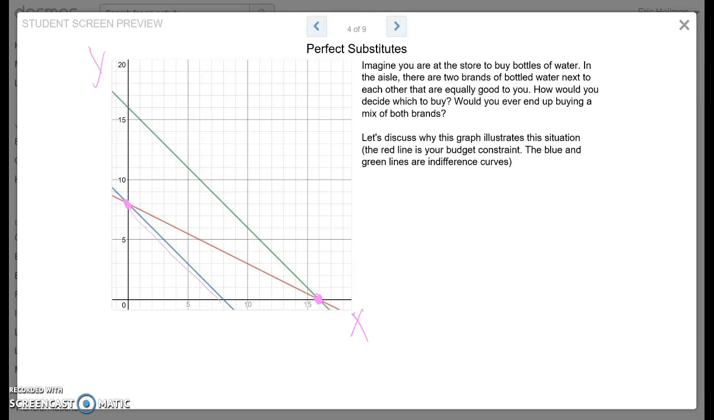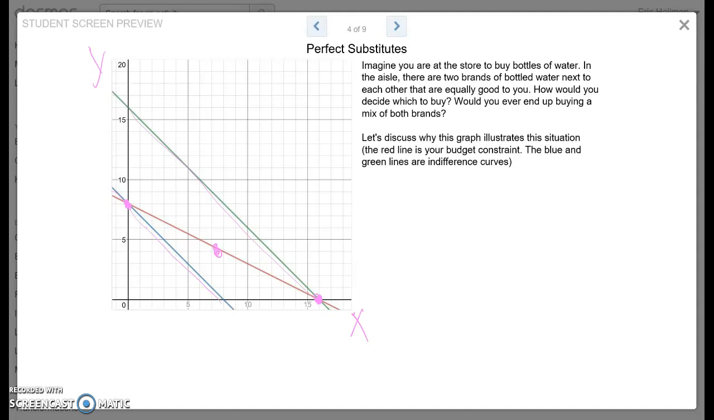If I spend all of my money on brand X, I end up on this green indifference curve. So in that scenario, I'm always going to choose to buy all brand X because I am on a higher indifference curve when I do that. The green indifference curve is higher than the blue one.